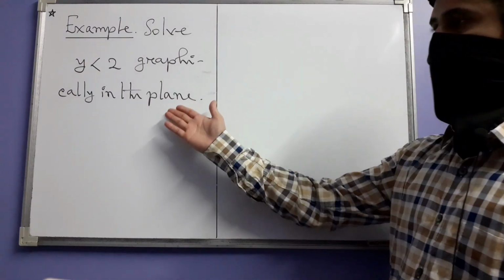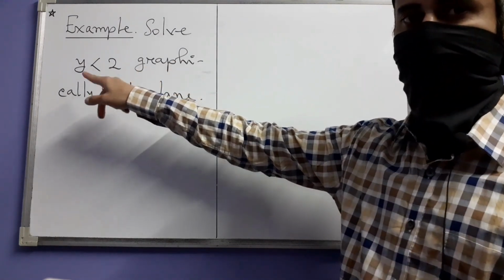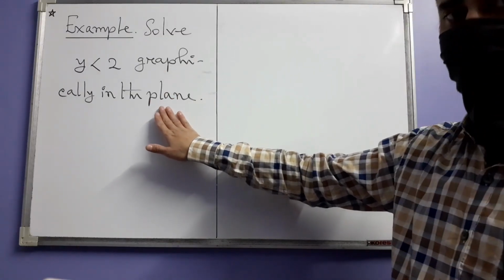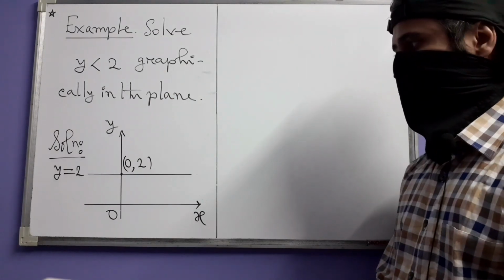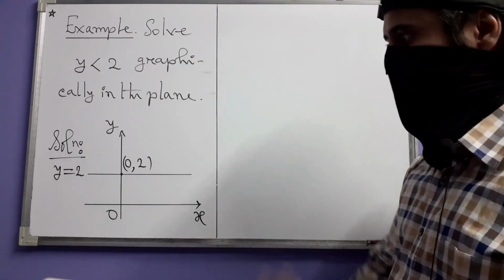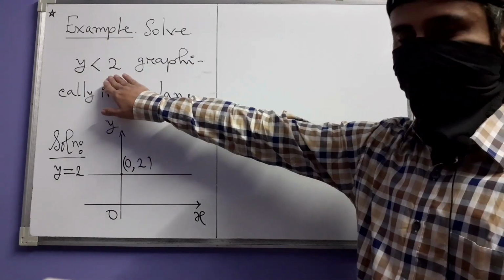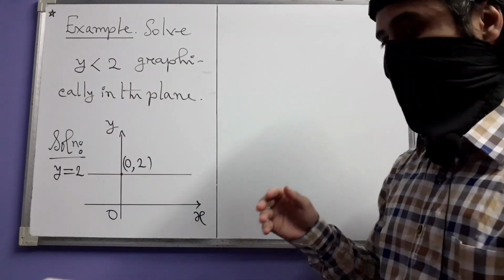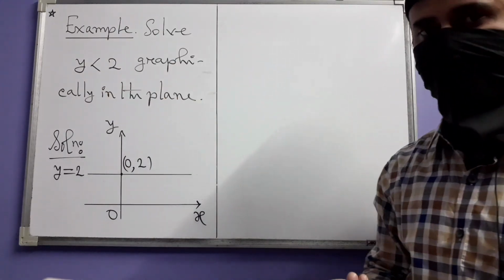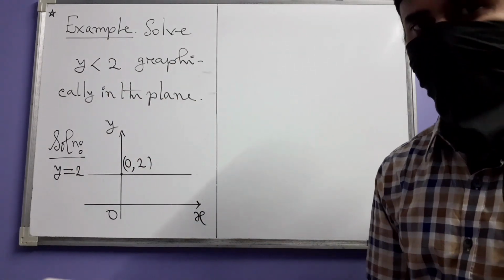The next example is also similar, but this time we have this inequality, y less than 2. This also we have to solve graphically in the plane. So in the solution this time I won't write anything. I will just show you the graph. So the given inequality is y less than 2. Now what is it that you have to do? You have to first turn it into an equality, that means y equal to 2, and then think of its graph.